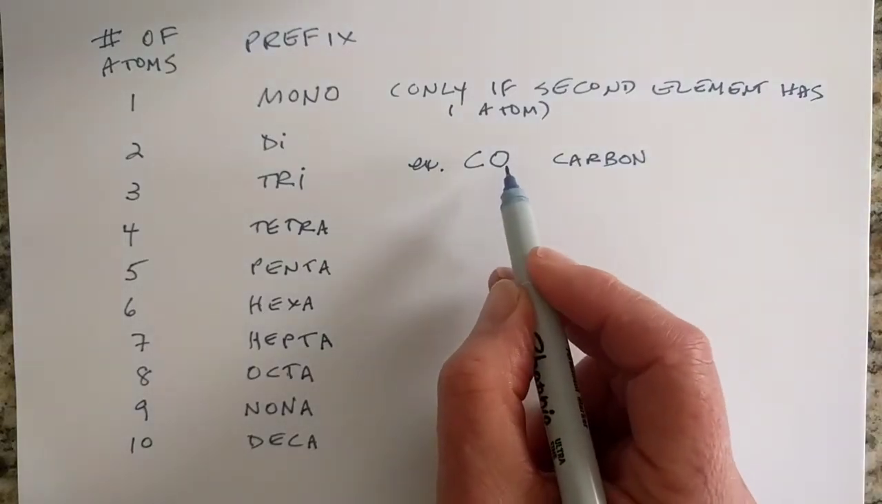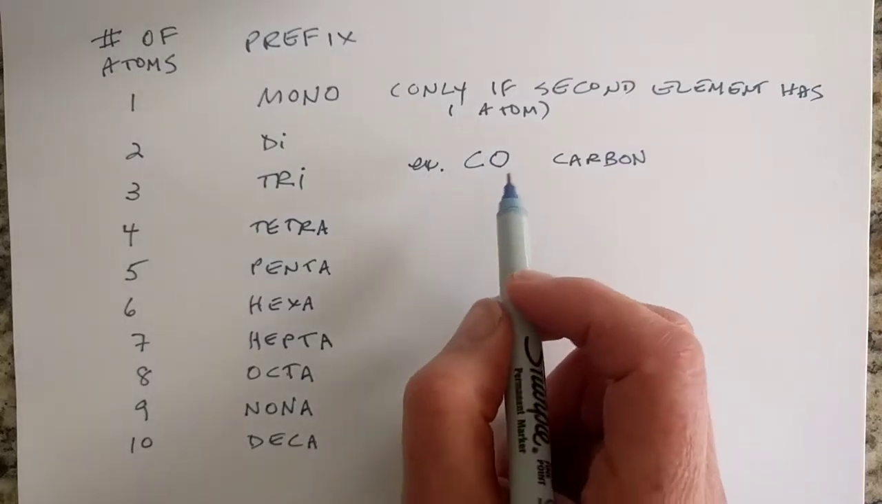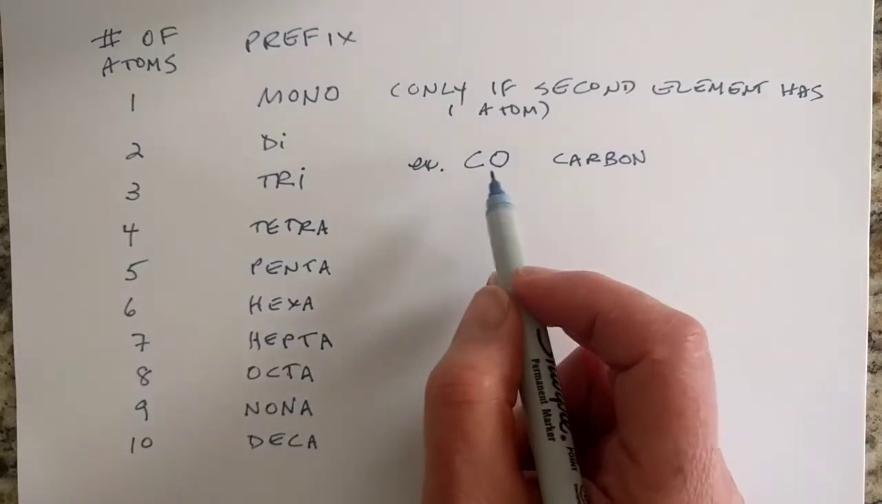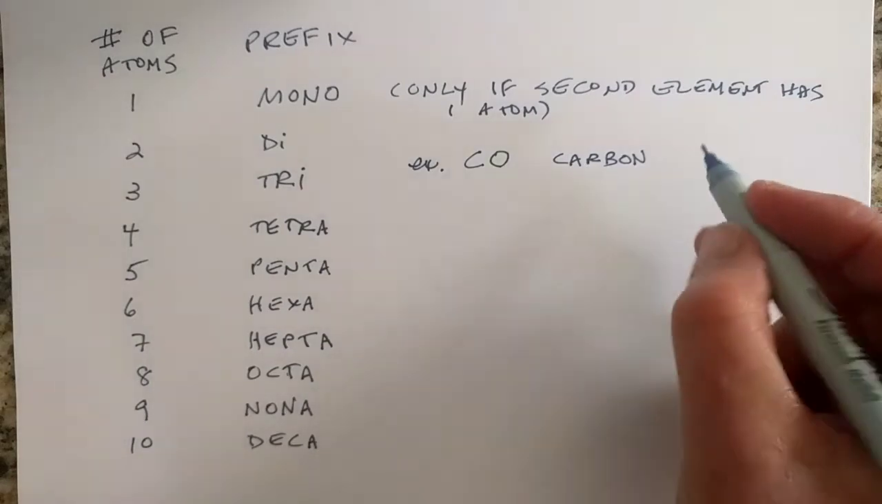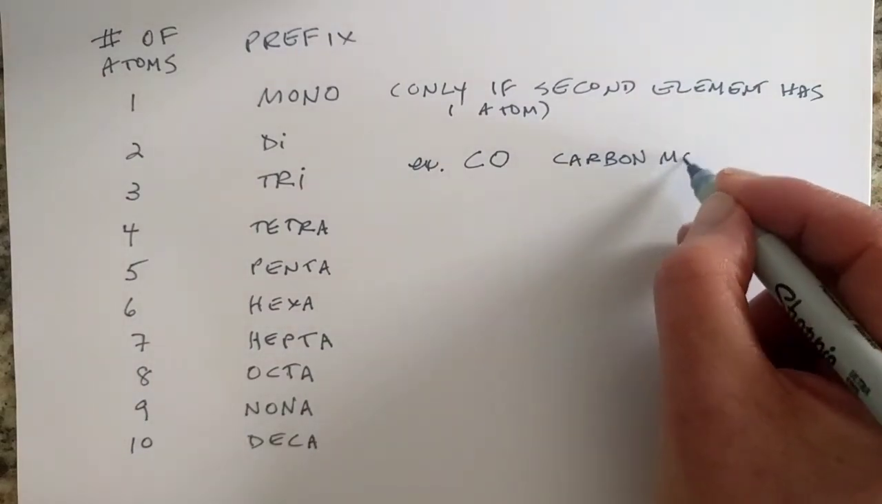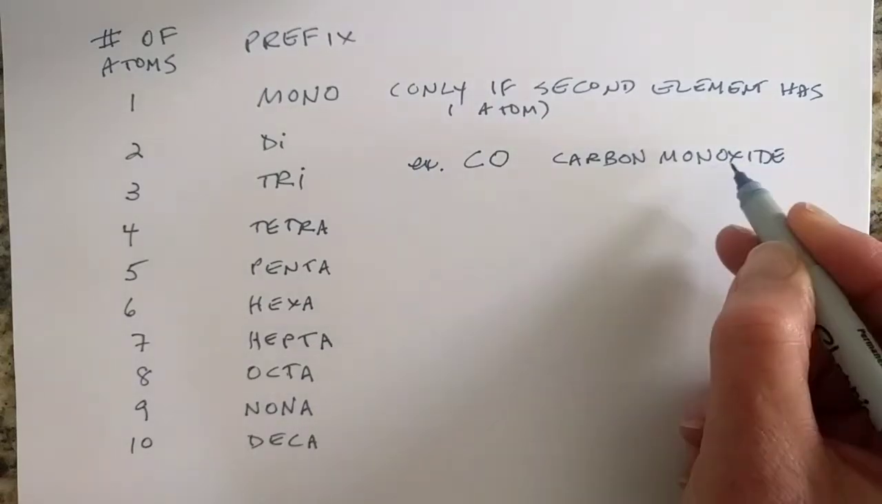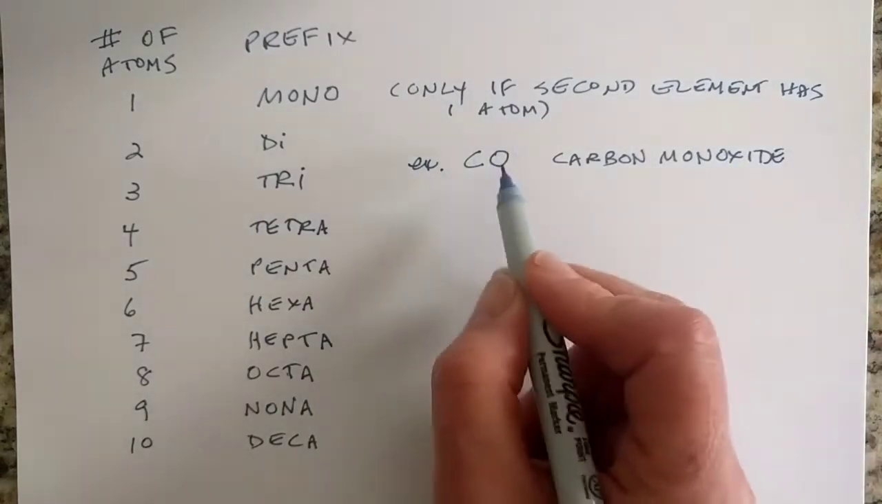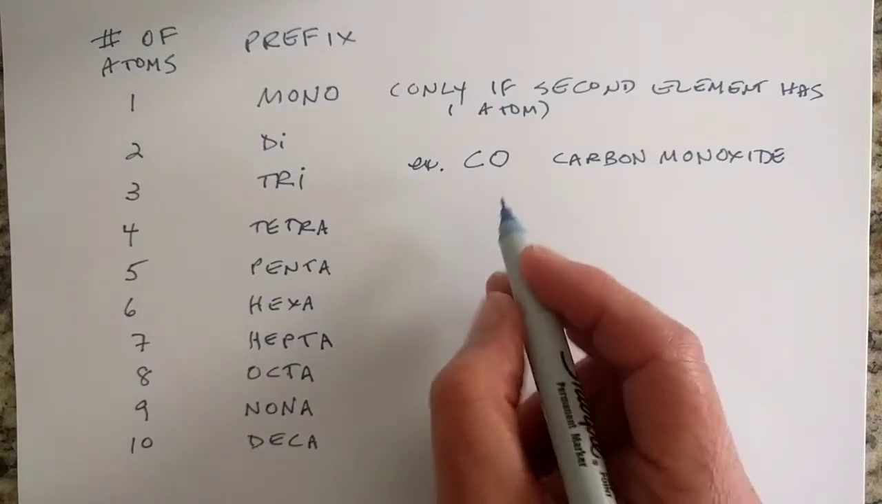Our second element does have one atom, so we do need the mono. It has to end in -ide, so it will be monoxide, but we're just going to put that together into monoxide, carbon monoxide. So you probably know that that's carbon monoxide, right? Very dangerous chemical compound there.